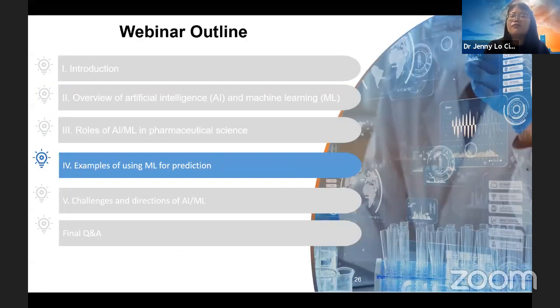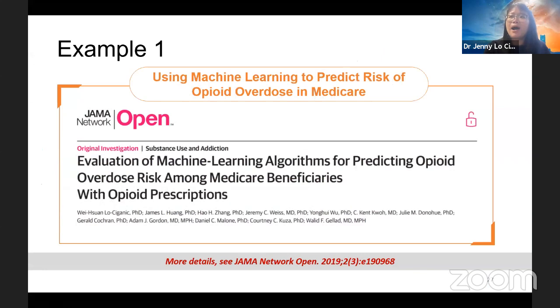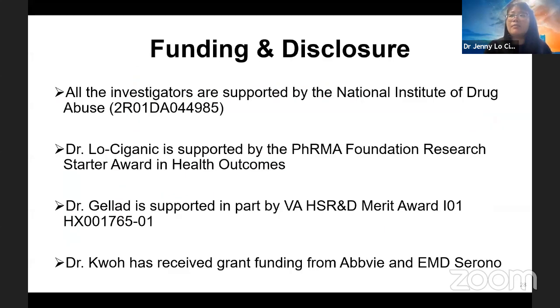Then for the fourth section, I want to give you examples from my research team. This is the article my team published in JAMA Open last year. Given the U.S. opioid crisis, a lot of my work is funded by the National Institutes of Health to use machine learning to predict the risk of opioid overdose in Medicare. This is funded by the National Institute on Drug Abuse and is also part of my PhRMA Foundation award.